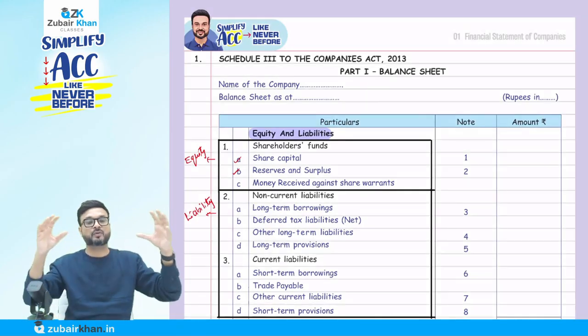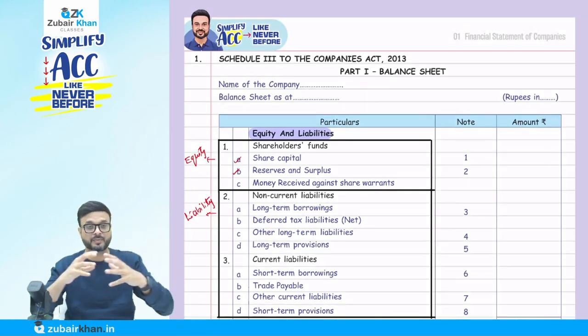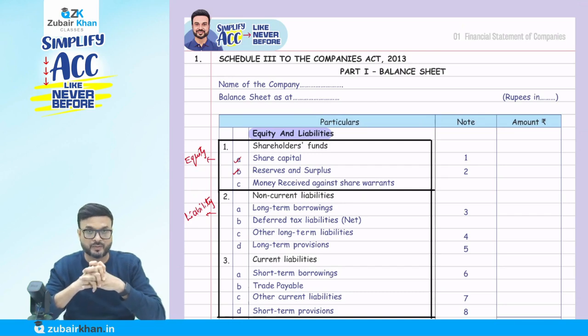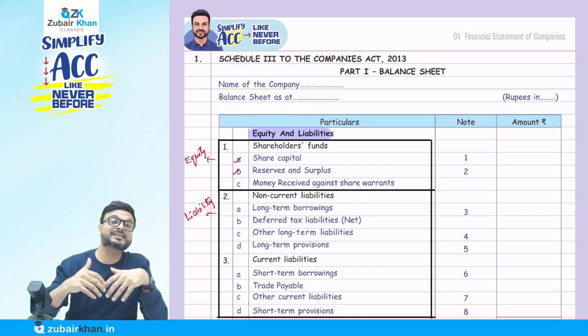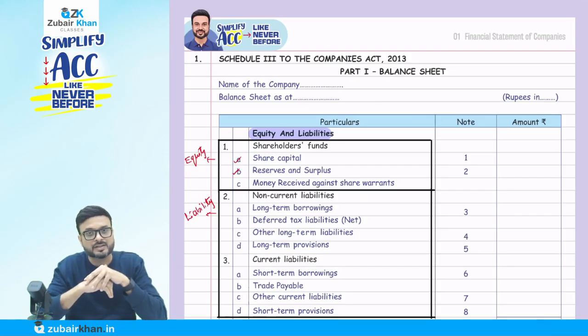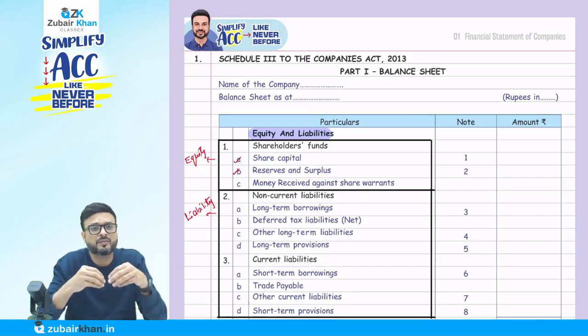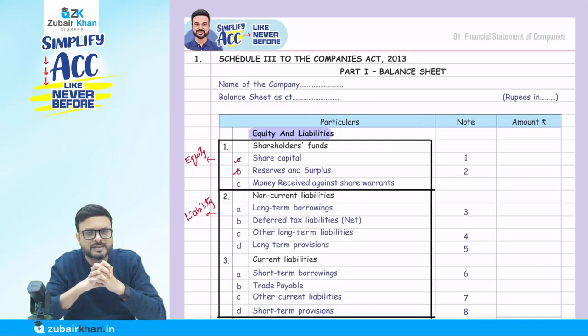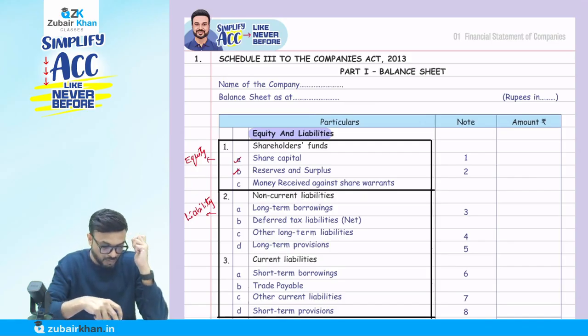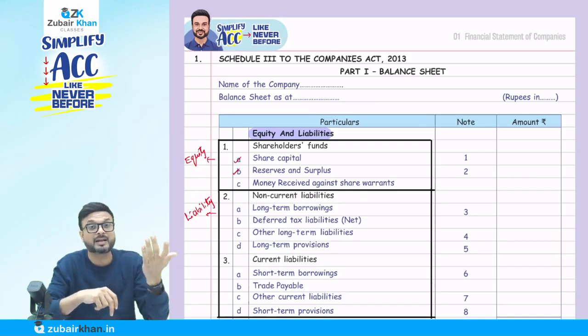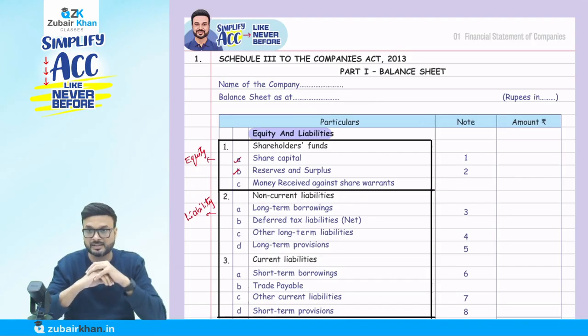Basically, the shareholders' fund is something that belongs to the shareholders of the company. Okay. Now, what is this reserve and surplus? Reserve and surplus is basically the profit which we have not yet distributed. We call it reserve and surplus.